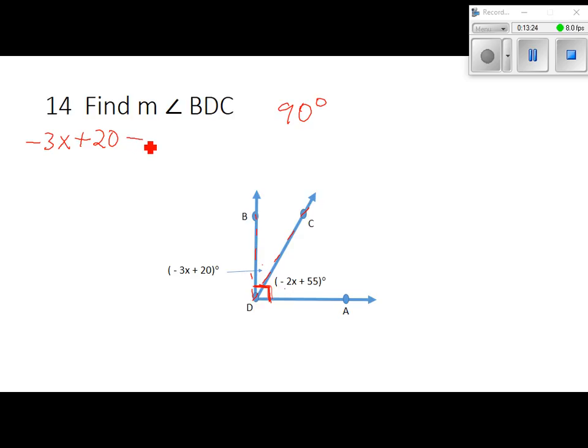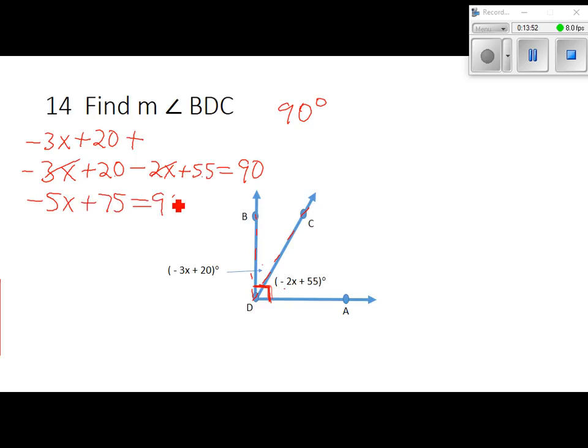Negative 3x plus 20, plus a negative 2x, so I'm just going to put minus 2x plus 55 equals 90. I'll simplify it down one step for you. Collect the x's, you get negative 5x, that takes care of those. 20 and 55 give you 75, equals 90. Now you're going to have to solve for x, figure out what x is.